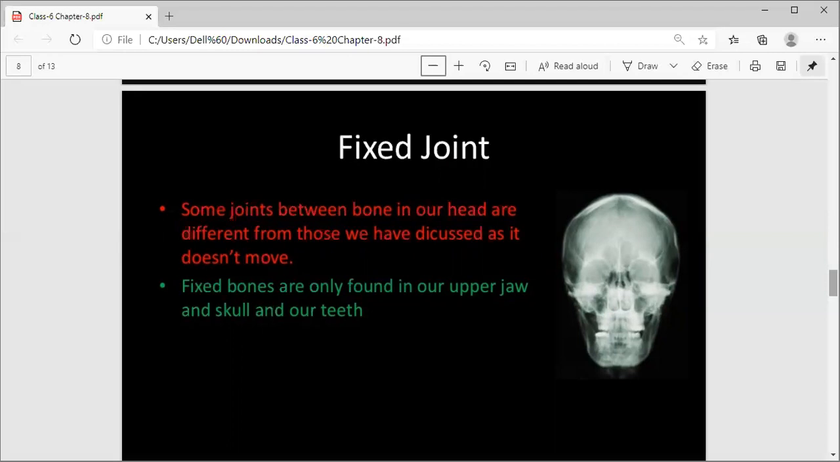Even the skull is a very hard part, and the skull protects our brain. It is very hard, and the bones of the head are fixed. And even the teeth. So the upper jaw contains all these parts: teeth are there, skull is there, and they have fixed bones. Fixed joints are there. Those joints are not moving at all.